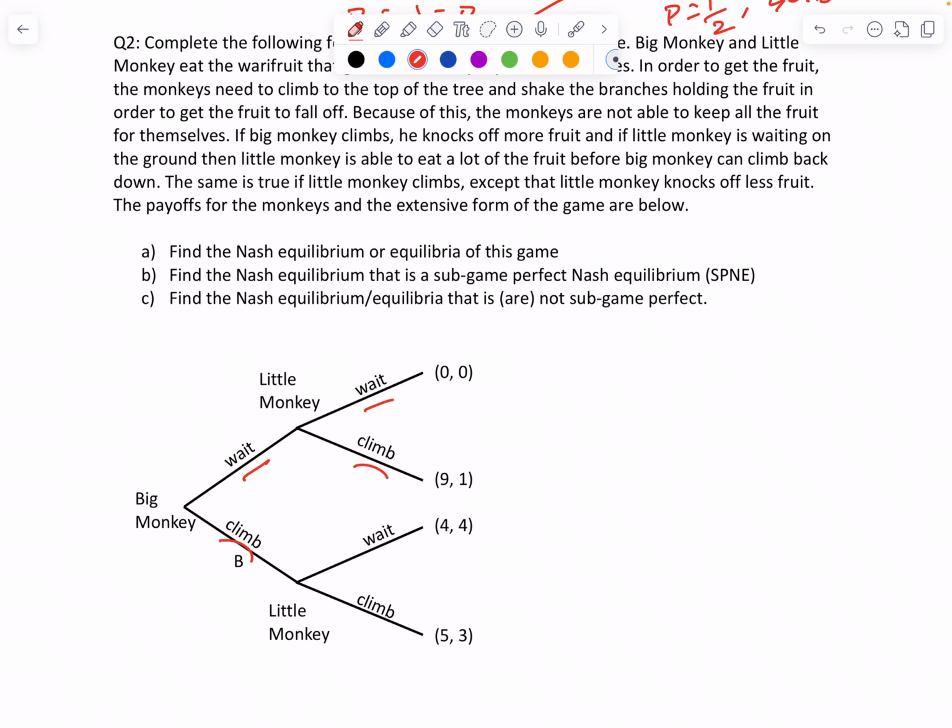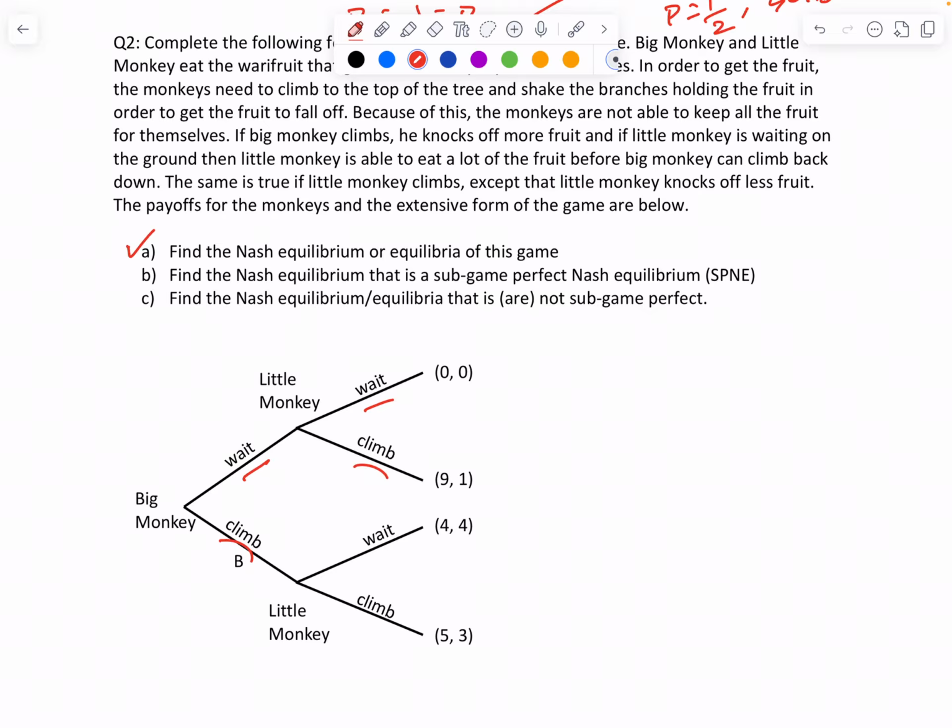And in these games, where they're sequential games, where each player goes in turn, you can oftentimes have multiple Nash equilibria, and some of them maybe just don't make the most sense, and so we've got to figure out which one's the most likely one. And that's where the idea of subgame perfect Nash equilibrium comes into play. So let's start off with part A, where we just find all the different possible Nash equilibria in the game.